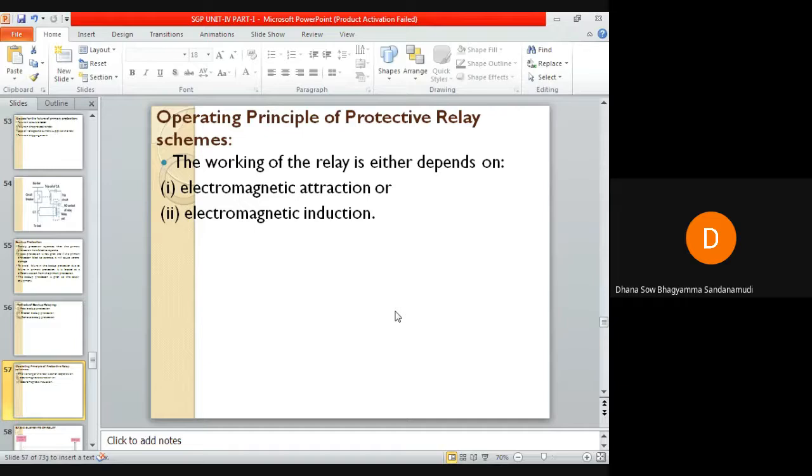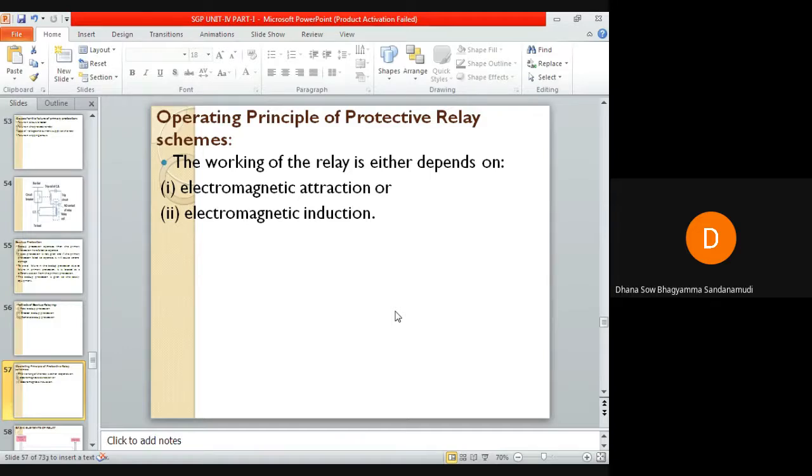Next, the operating principle of a protective relay. The working of the relay depends either on electromagnetic attraction or electromagnetic induction. So the relay can be either an electromagnetic attraction type or an electromagnetic induction type relay. Of course, we are going to discuss the different classifications of relays further.